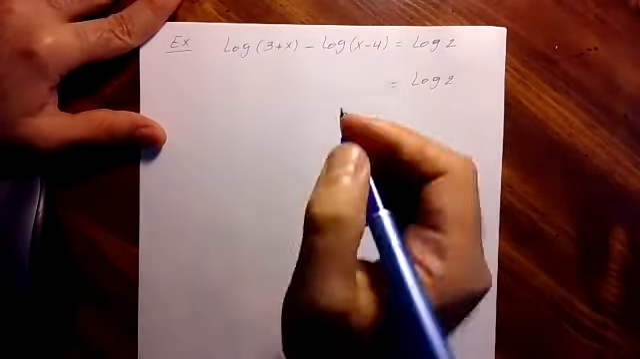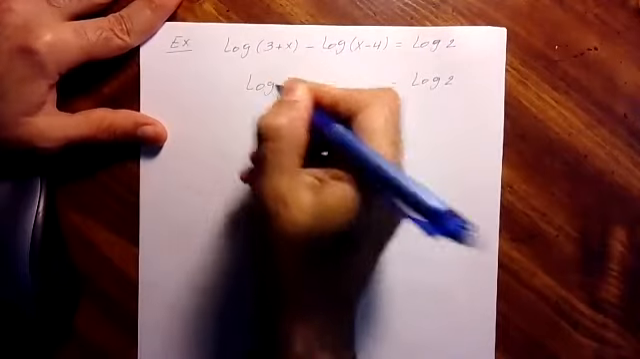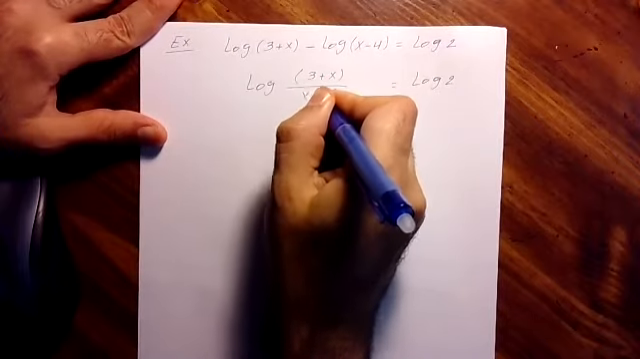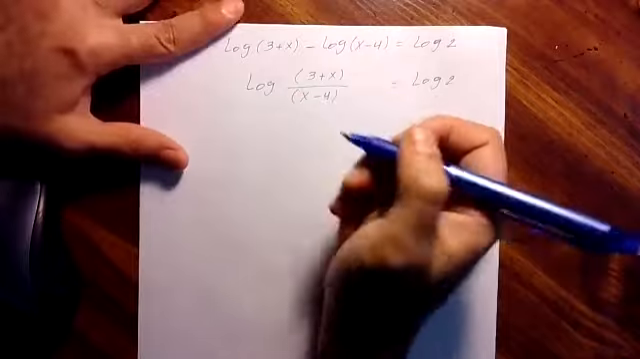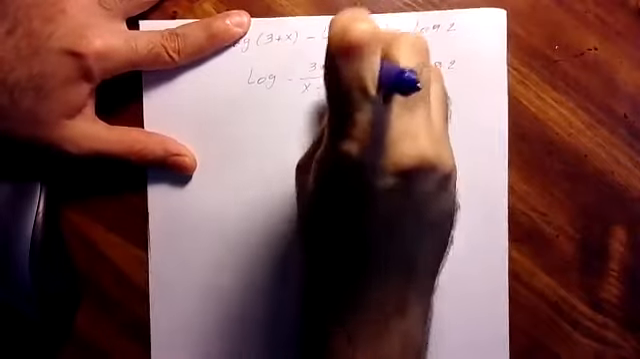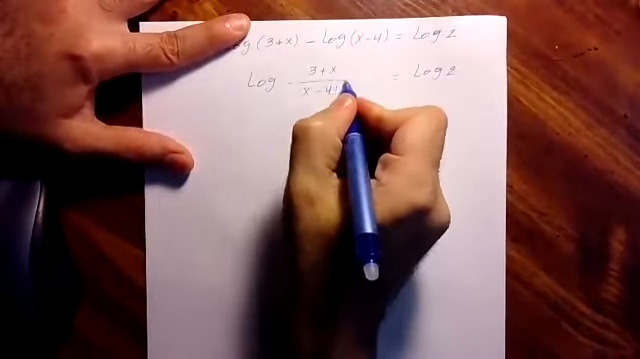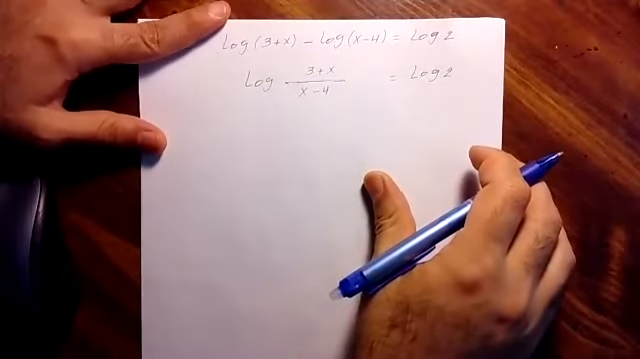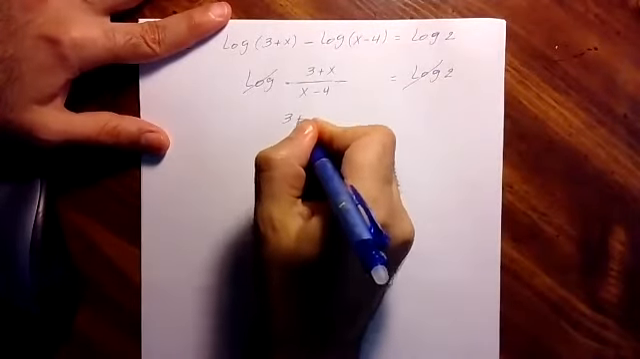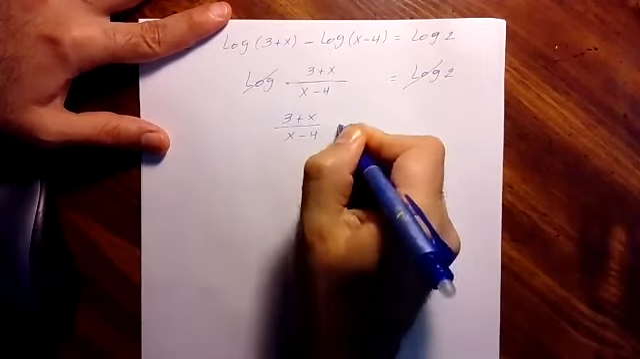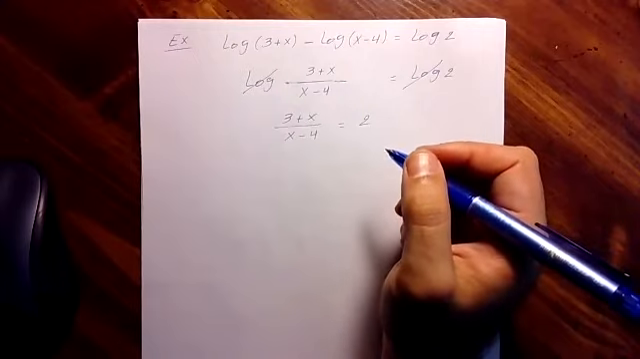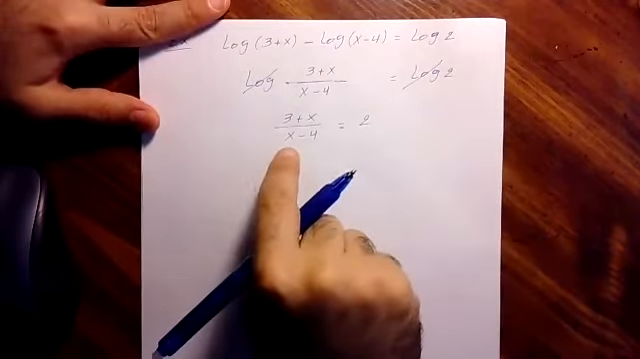So it's easier to solve. It's going to be log of 3 plus x divided by x minus 4. You can put parentheses, or you don't have to. It's the same thing. Let's delete the parentheses. Now the same thing: cancel this log with this one. So it's 3 plus x over x minus 4 equal to 2. Now we just have to solve this one. How are we going to solve it? By multiplying both sides by x minus 4.